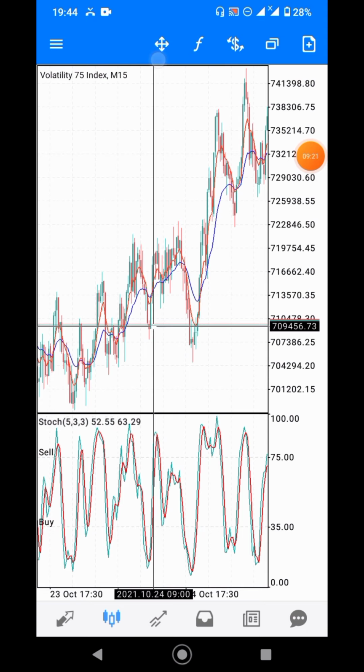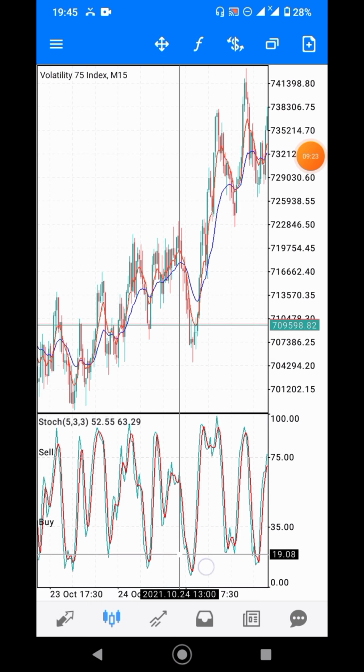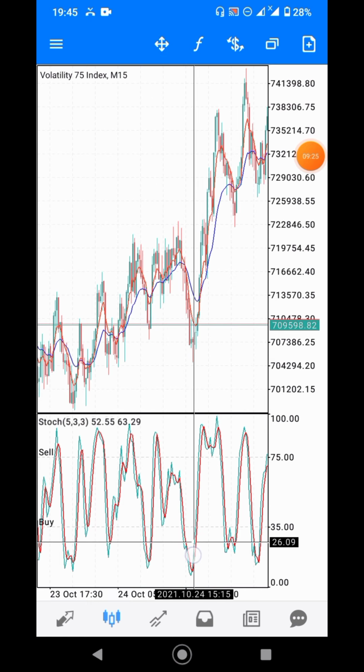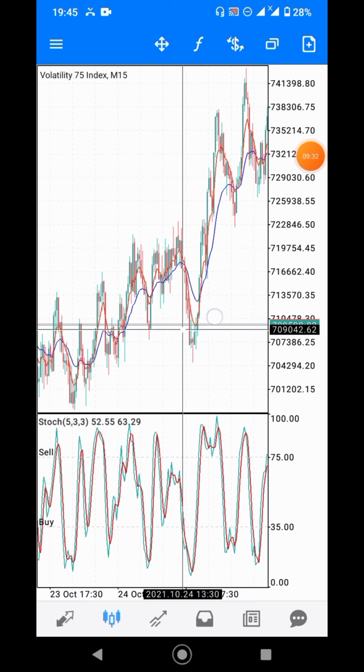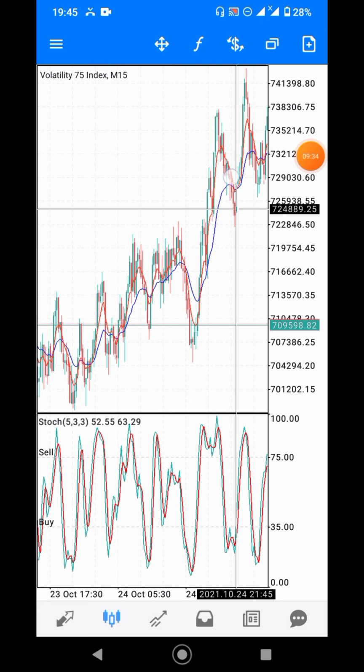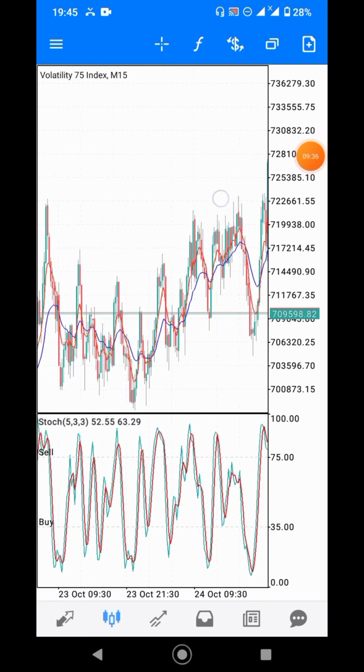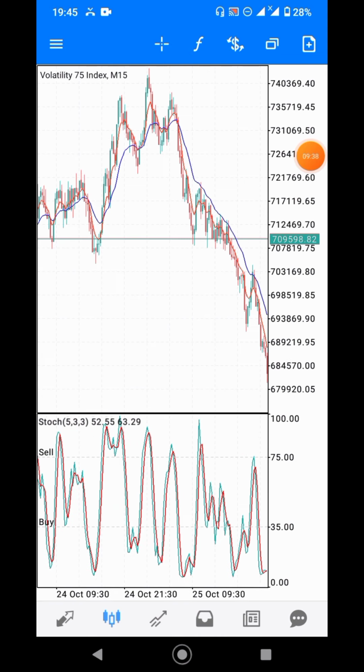And you can also see here that a cross occurred in the stochastic below 35, and we await our cross in the main chart, the moving average. So you can practice this, test it out, and tell me how it looks in the comment section.